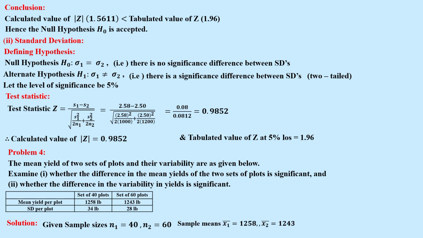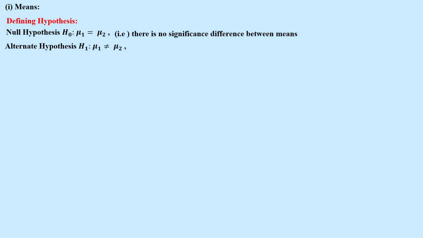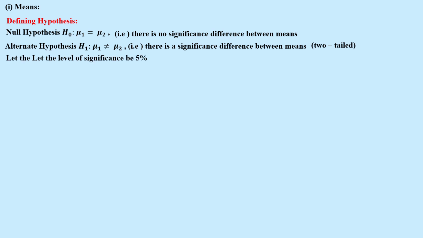Sample means x1 bar is equal to 1258, x2 bar is equal to 1243. Sample standard deviations s1 is equal to 34 and s2 is equal to 28. So for the mean, defining hypothesis: H0, there is no significant difference between means, right? Alternate hypothesis H1, there is a significant difference, right? Two-tail test, let the level of significance be 5%.